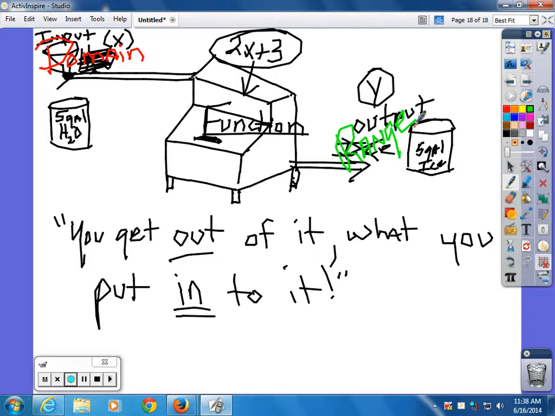Now, let me ask you a question. What if I put in 100 gallons of water? What am I going to get out? 100 gallons of ice. I keep asking you that for a reason.